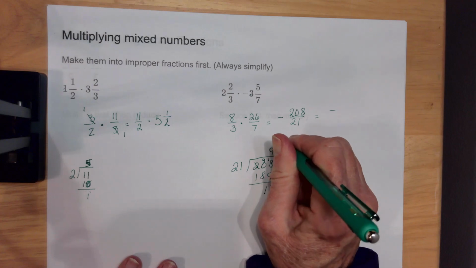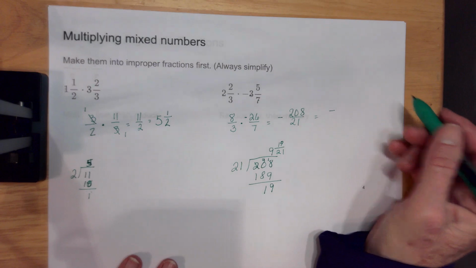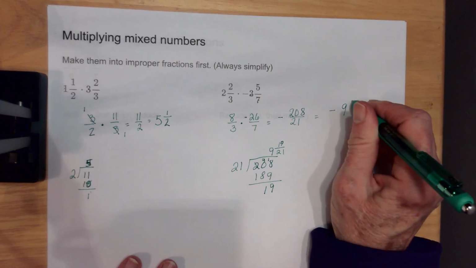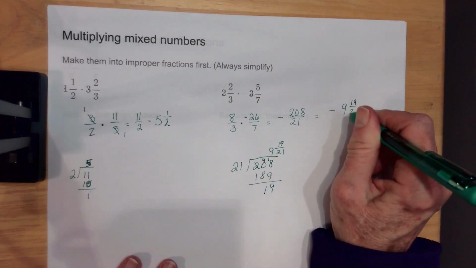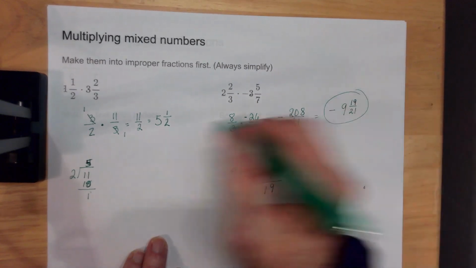So that's what's going to go over top of your divisor. So I have a negative 9 and 19 21sts. So that's going to be my answer.